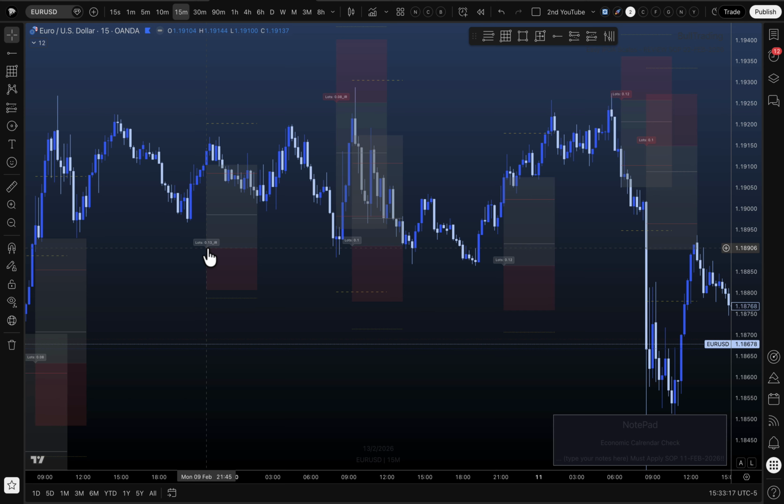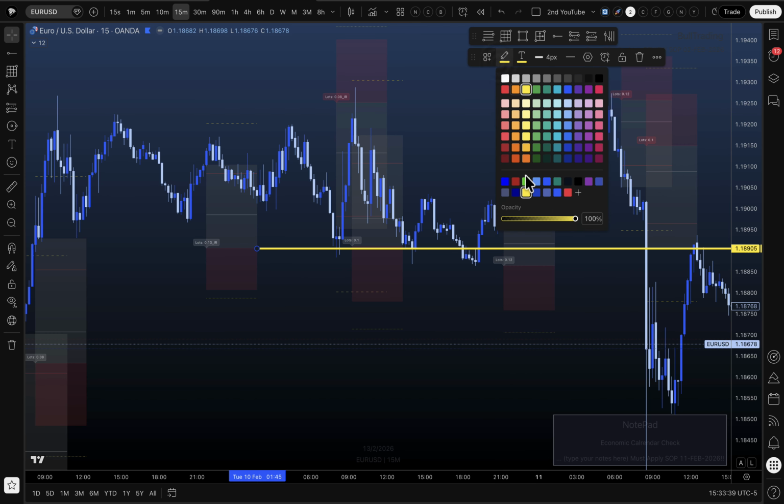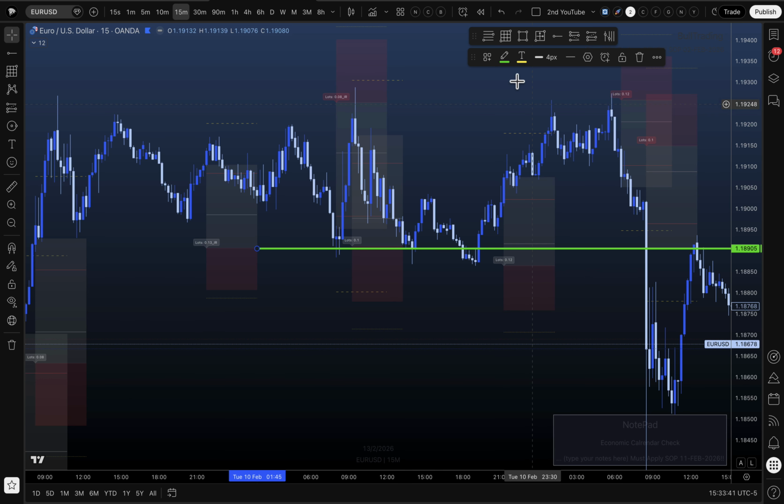You will use basically two types of orders: buy limit and sell limit orders, and buy stop limit orders and sell stop limit orders. All the initial orders will be limit orders. This is a buy limit signal. So I'm going to represent this with a green line because it's a buy signal.